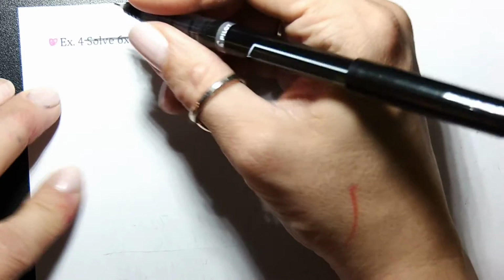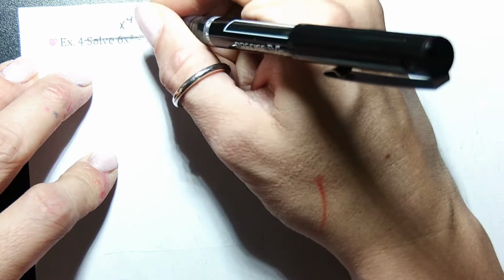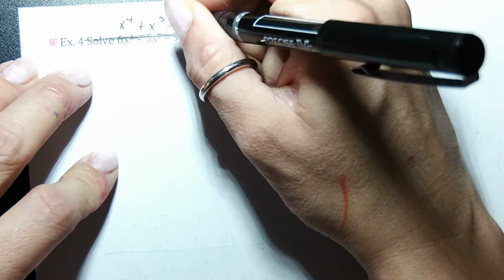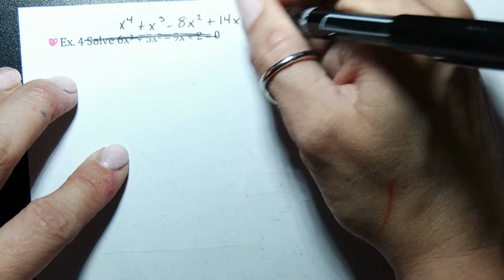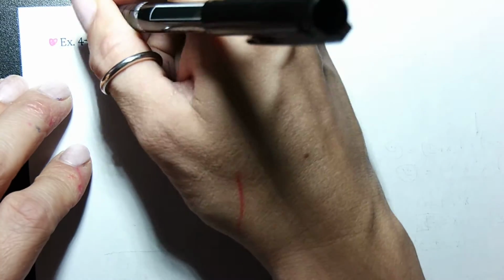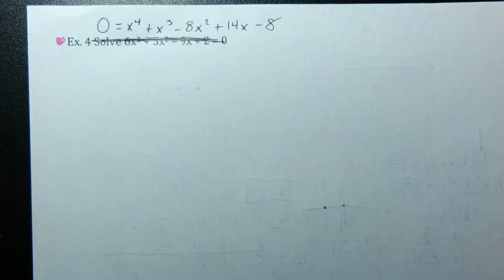I want you to solve x to the 4th plus x cubed minus 8x squared plus 14x minus 8. So, x to the 4th plus x to the 3rd minus 8x squared plus 14x minus 8. So let's try to factor it.